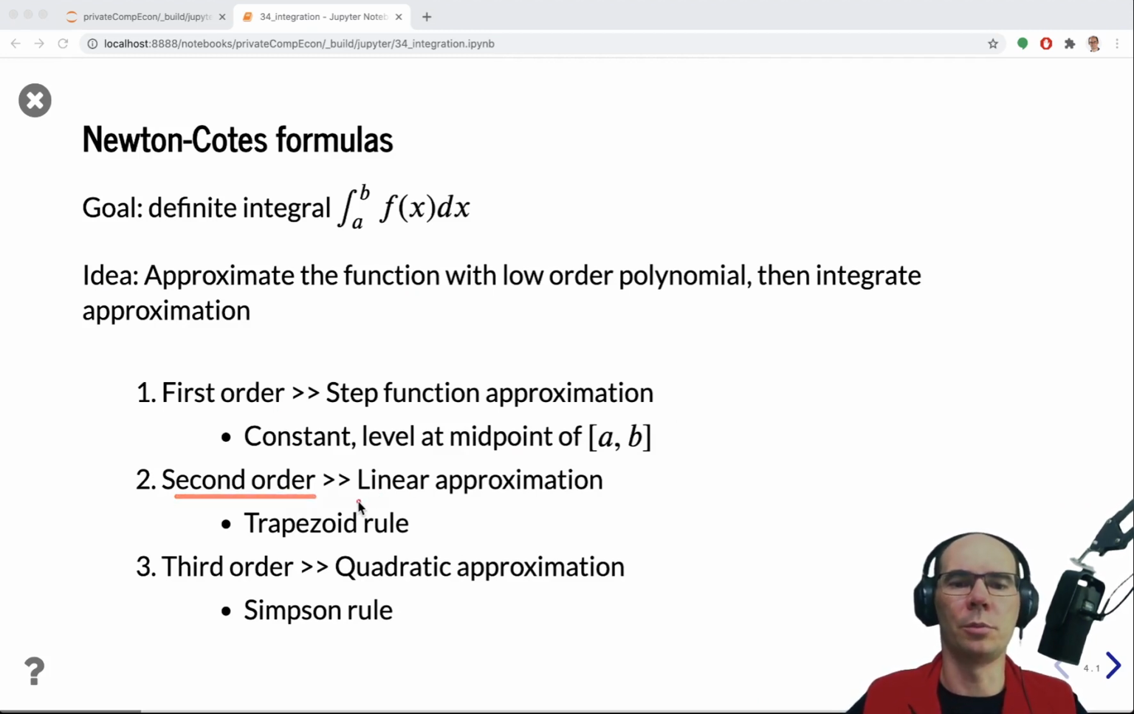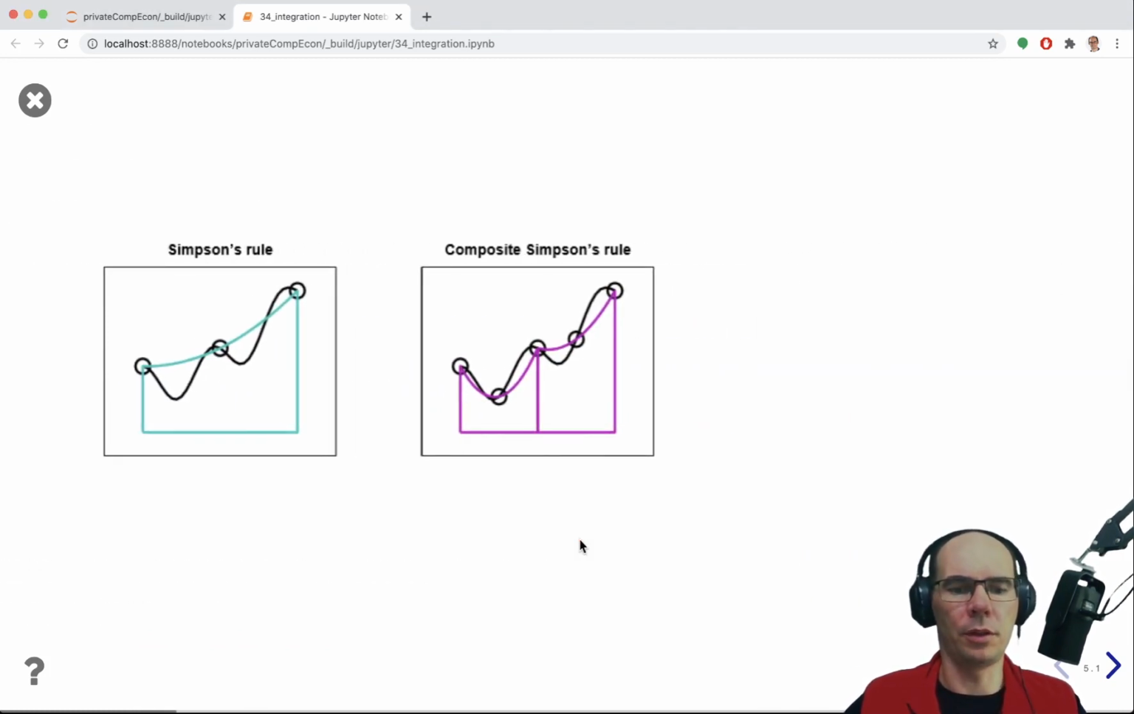Now, second order polynomial is a linear approximation, and we would derive a trapezoid rule, which basically calculates the area of the trapezoid, defined by the two consecutive nodes and the function values at those nodes. The third order polynomial, a quadratic approximation of the function, will result in a Simpson rule. So all of this approach can be thought of as being applied to the whole integral from a to b. And here, for example, we're seeing the Simpson's rule example.